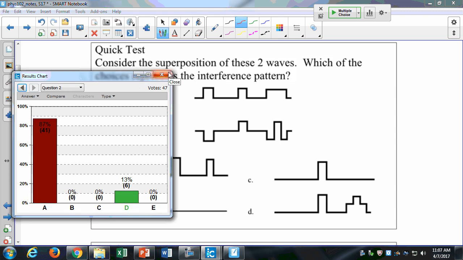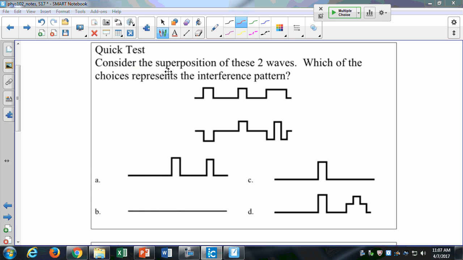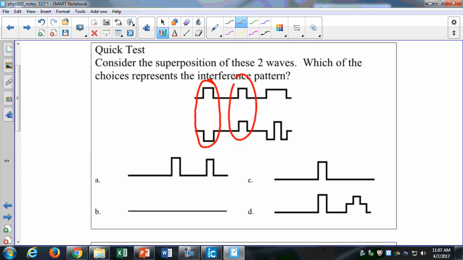Let me show you. I know A looks right, because you get destructive interference right here, right? Because those two cancel out. And you get constructive interference right here, because those two add up. And so this is right here, and this is right here. Or this is right here, and this is right here. So really, it could be either A or D at this point.